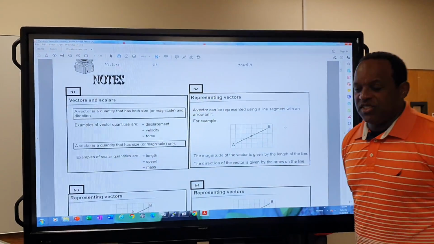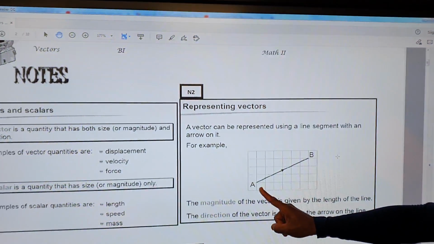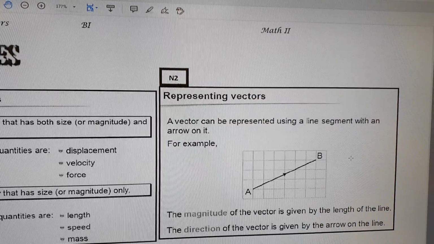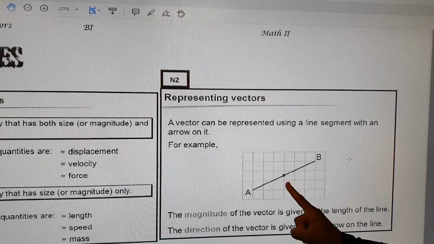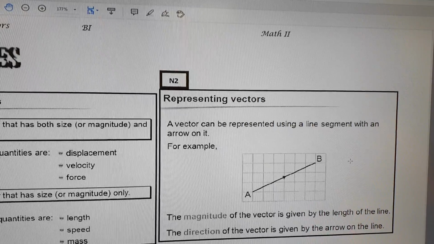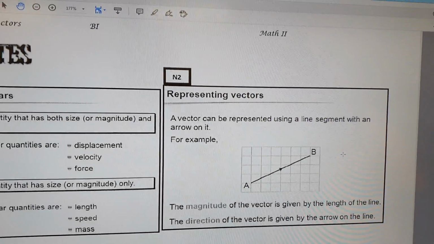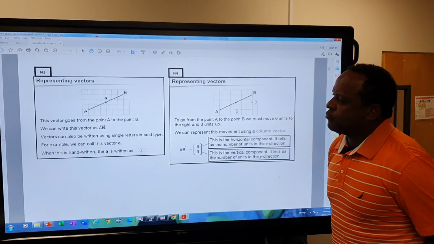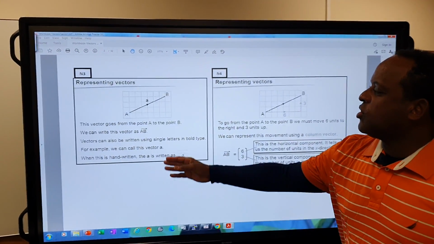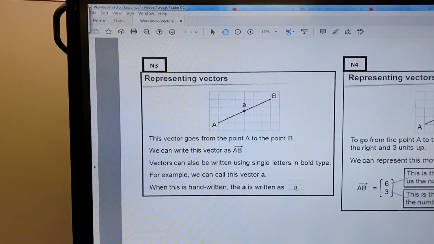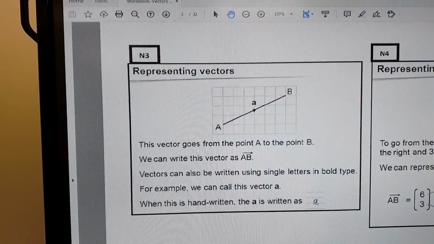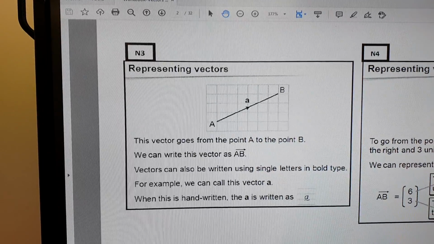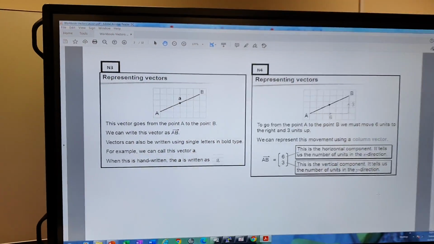So this representation here shows us a line, AB. That is the vector, and the length is the magnitude of that vector, and the arrow here in the middle of that line is indicating the direction. Again, the vector goes from point A to point B. We can write this vector as AB. The arrow above that line indicates the direction from A to B.